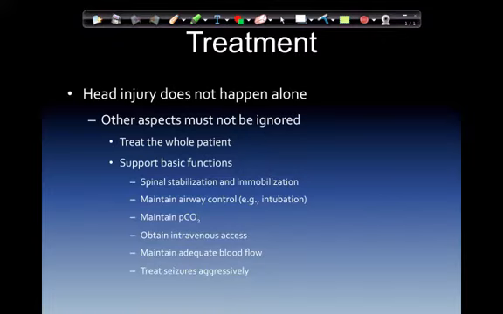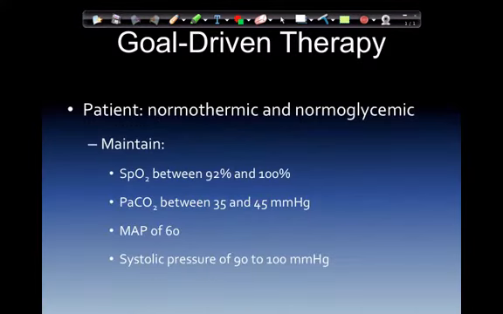If they have a seizure, treat them aggressively with the use of diazepam or Versed. Goal-driven therapy. Patient is normothermic and normoglycemic, normal temperature, and normal blood sugar. Maintain their pulse oximetry between 92 and 100%, and their PaCO2 between 35 and 45 millimeters of mercury. Be sure that they maintain a MAP of 60 and they have a systolic pressure of 90 to 100 millimeters of mercury.